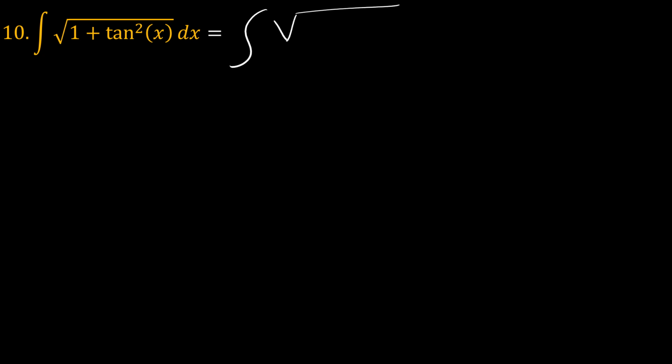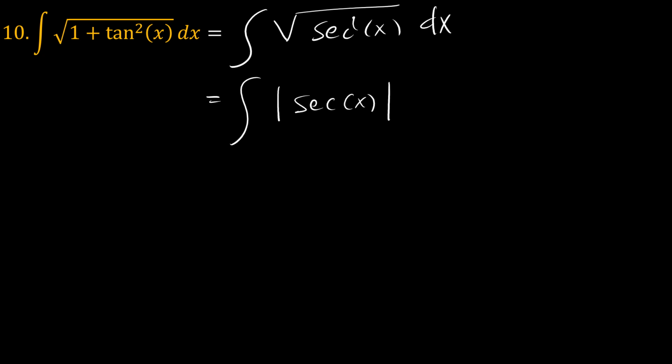So on to problem number 10, which is the indefinite integral of the square root of 1 plus tangent squared of x. We could always write this as the integral of the square root of secant squared of x. Another way of writing this is, because this is just looking for the absolute value of secant of x. And how do we solve that?